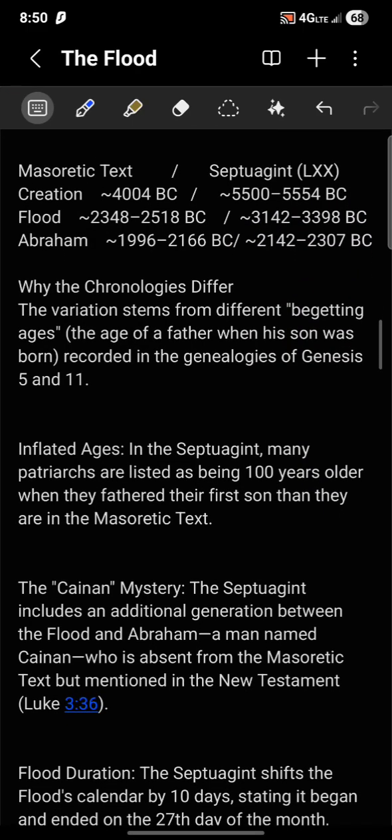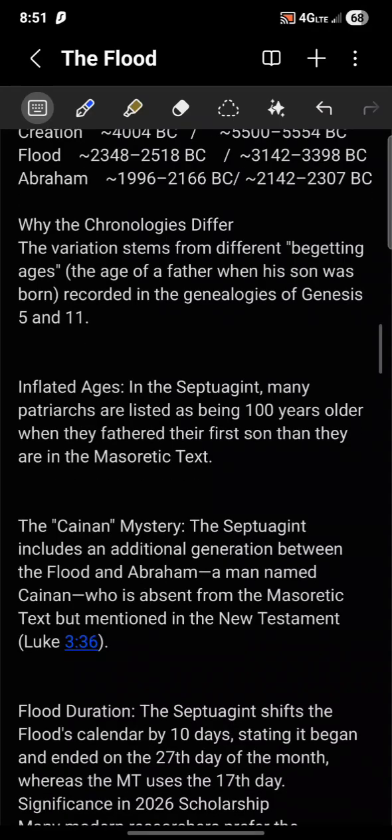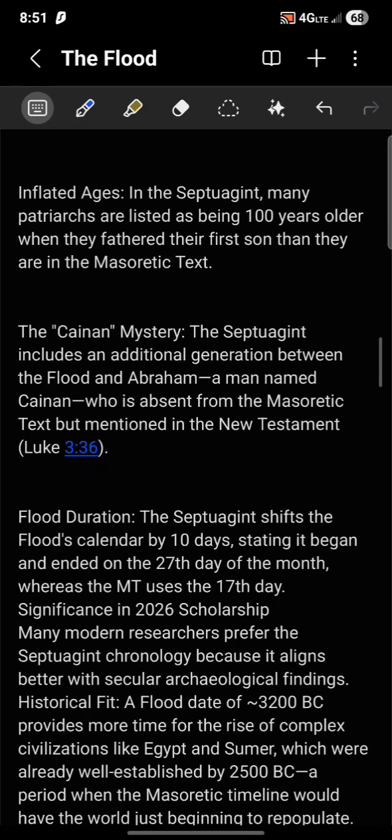Why the chronology differs. The variation stems from the different begetting ages, the times these people were born, the age of the father when his son was born, according to the genealogies of Genesis chapters 5 and 11. Inflated ages. In the Septuagint, many patriarchs are listed as being 100 years older when their first son was born than they are in the Masoretic text. They are a lot older. The ages are different. The times are different.